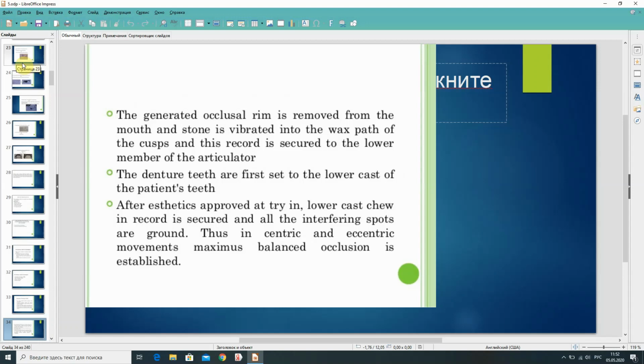The denture teeth are first set to the lower cast of the patient's teeth. After esthetics are approved at try-in, the lower cast chew-in record is secured and all the interfering spots are ground. Thus in centric and eccentric movements, maximum balanced occlusion is established.